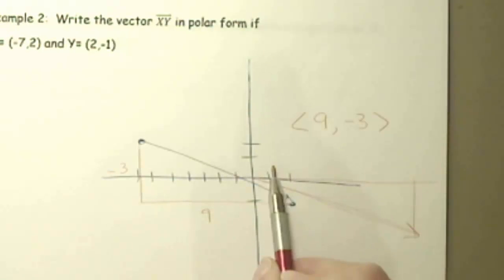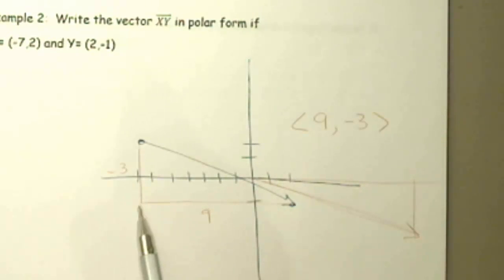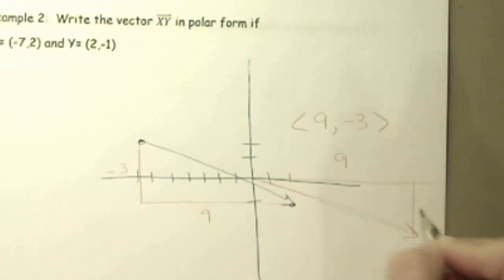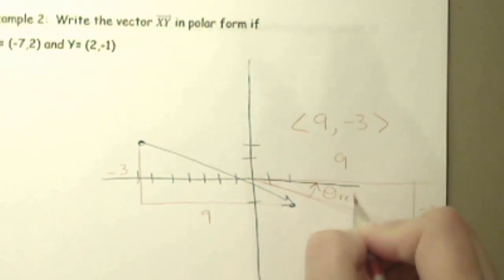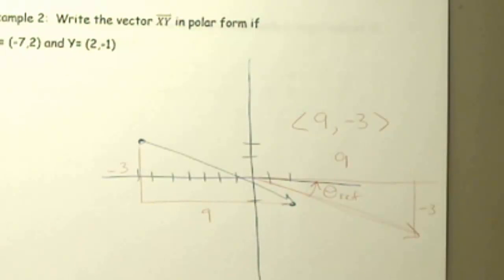So if this vector goes right 9 from -7 to +2 and down 3, I can find the reference angle from 360. I can also find the magnitude with the Pythagorean theorem as I did in the previous problem. I would encourage you to pause the video now, try it on your own, and then come back and check.